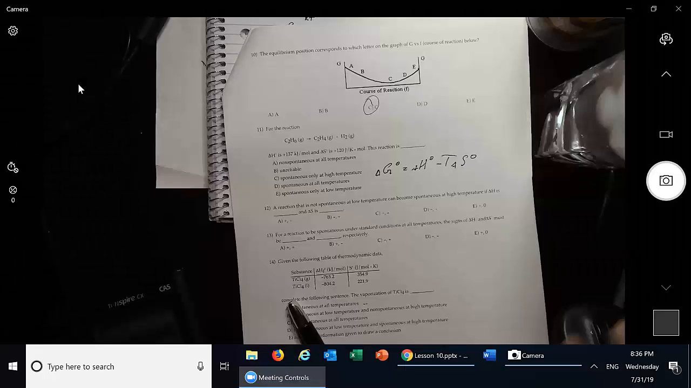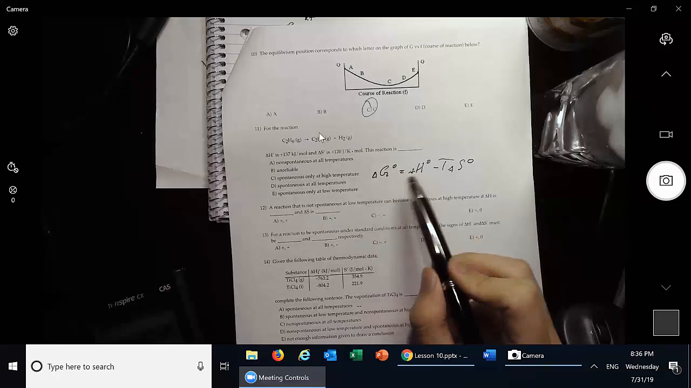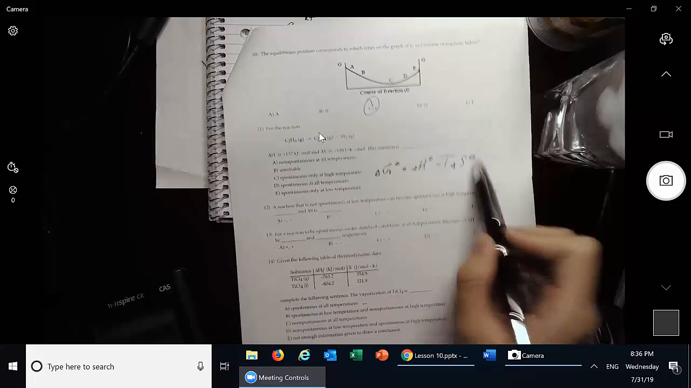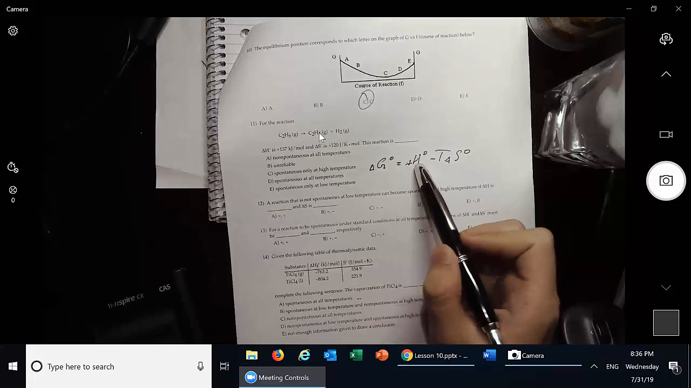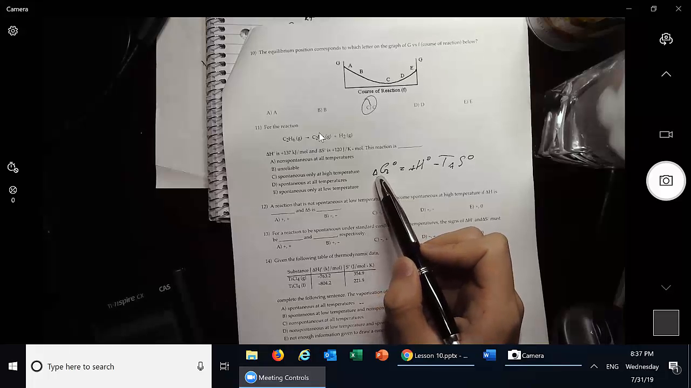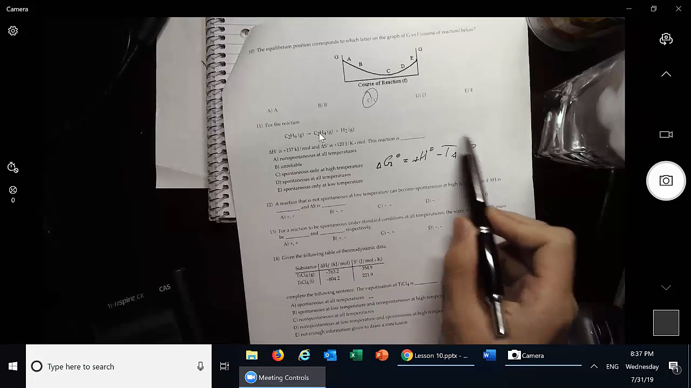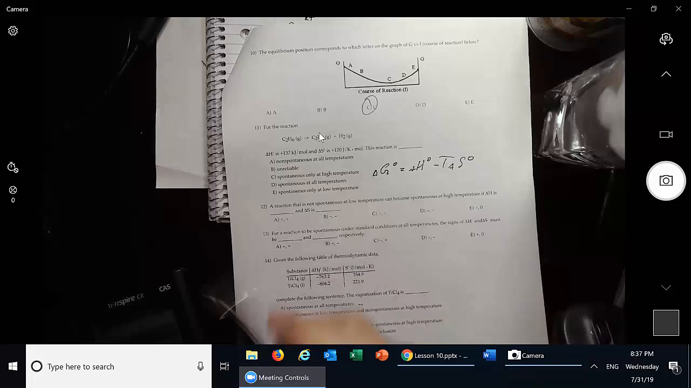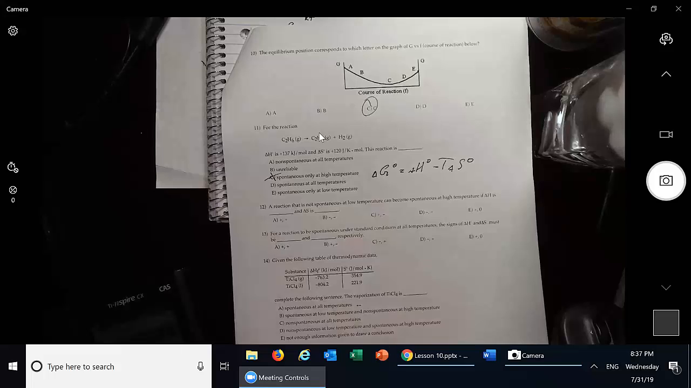We want a spontaneous reaction, so delta G should be negative. Let's imagine that T is some very small number. Then we could ignore this term. Then we have delta H, and delta H is positive, so delta G will be positive. So it will be nonspontaneous at low temperature. At high temperature, this term starts to be important, and this term will be negative, so it will be spontaneous at high temperatures. Great. What about 12? Can we do 12?